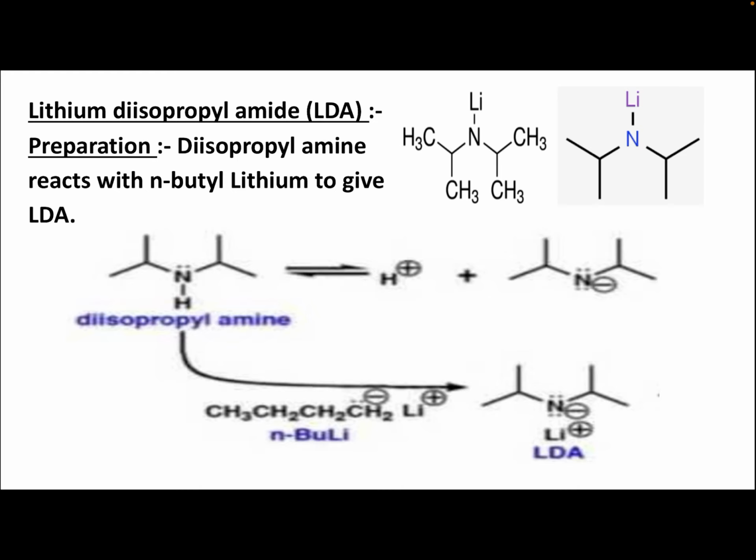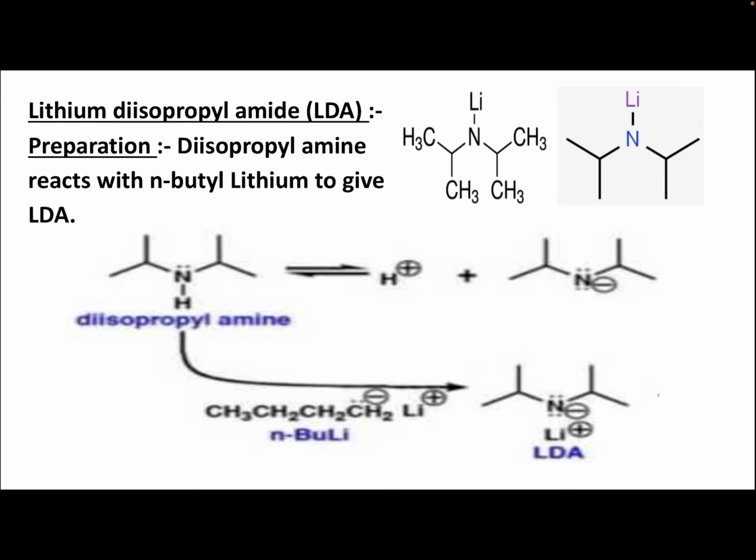By lines also we can indicate that is LDA. What is LDA? It is lithium diisopropyl amide. Preparation: diisopropyl amine reacts with n-butyl lithium to give LDA. Diisopropyl amine is there. When it reacts with n-butyl lithium, we are getting LDA.